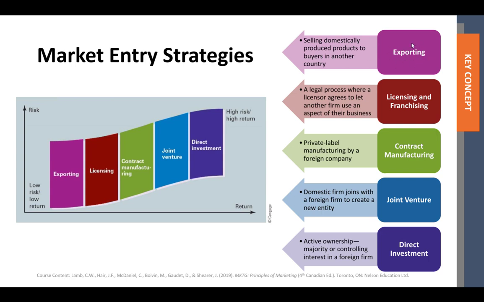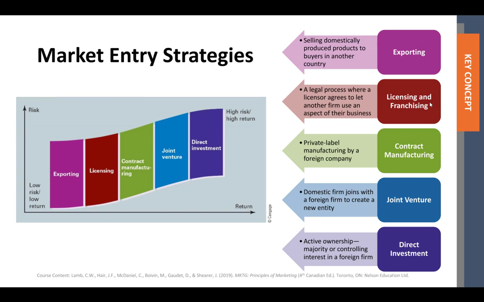Exporting, I think this is self-explanatory. Lots of people know this. We make Canadian maple syrup, and then all of a sudden we know that our American friends love pancakes, so we're going to export it across the border. The big thing that you need to know is we're not changing the product at all. We're just selling it in a different market.